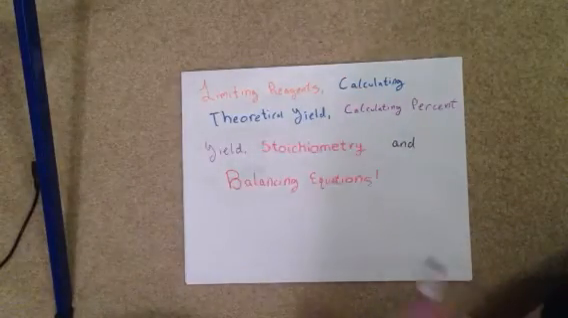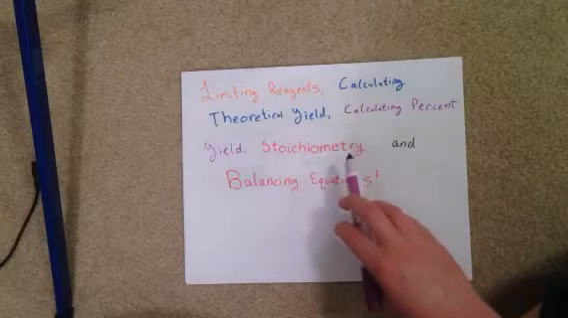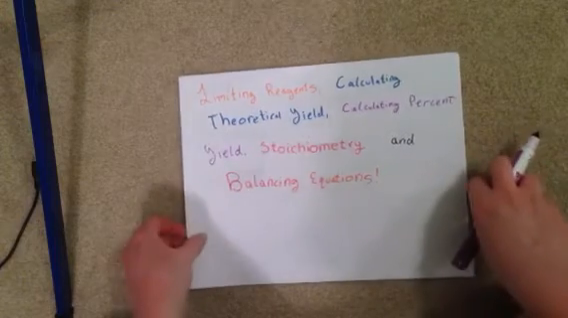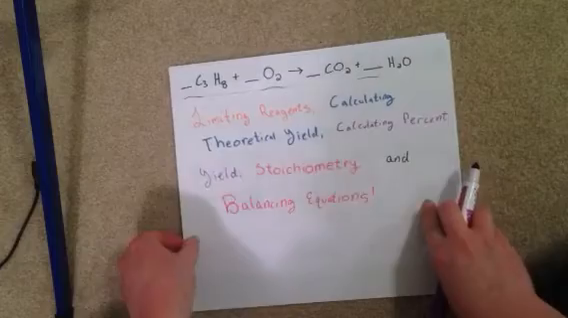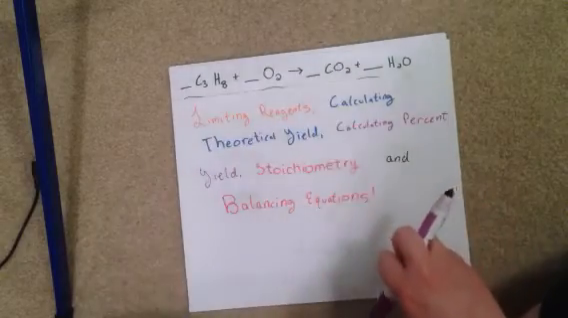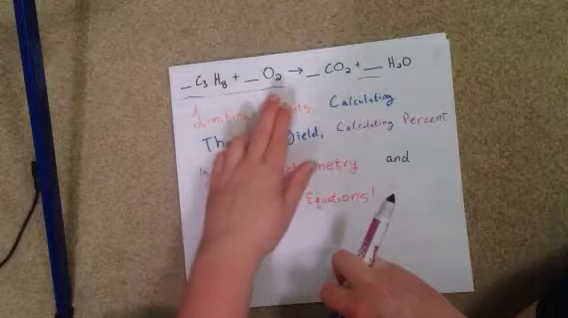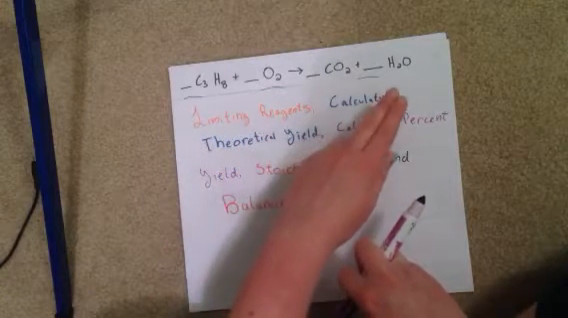So today we're going to be talking about limiting reagents, calculating theoretical yield, calculating percent yield, stoichiometry, and balancing equations. So we're going to start out by balancing this equation. So we need to balance C3H8 plus O2 yields CO2 and H2O.